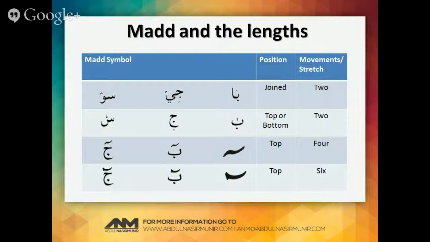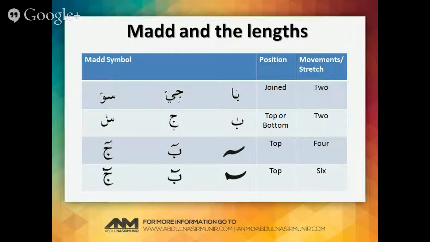2. Then on the second row we have ba with the fatha qa'ima, jim with the kasra qa'ima, then sin with a dhamma maqluba. Now the position of these vowels, the mad, is on top of the ba, below the jim and on top of the sin, so it can be the top or the bottom.